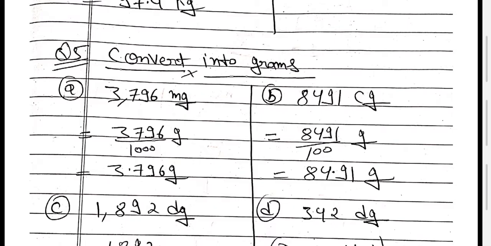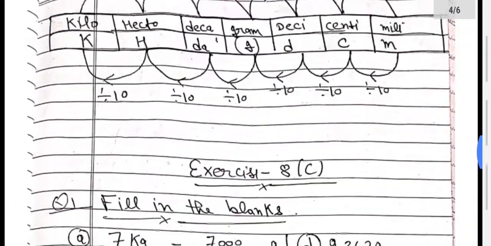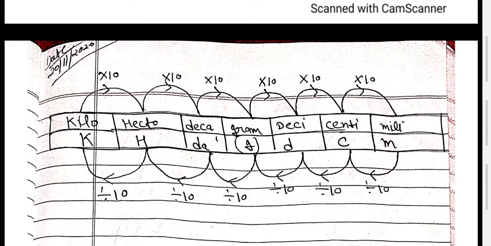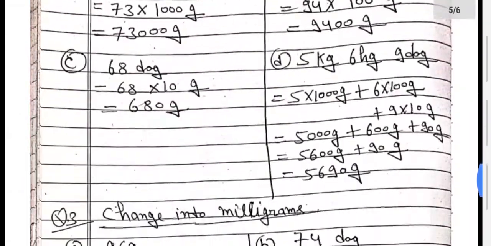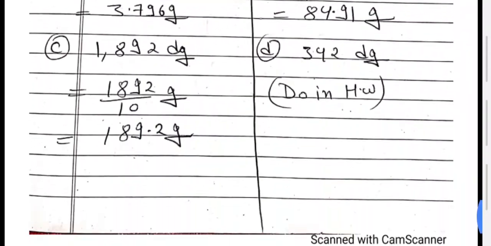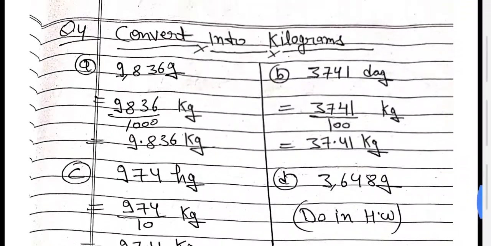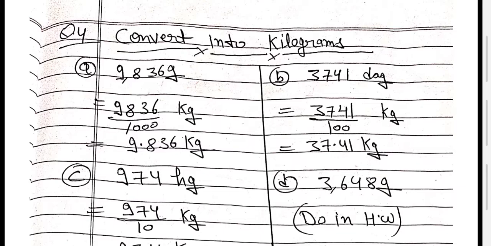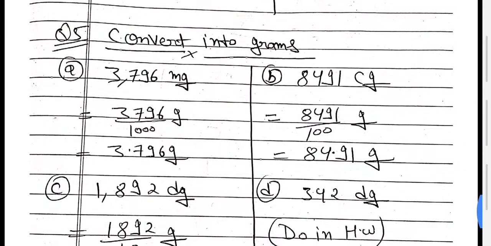Convert into gram. Milligram you convert into gram. Let's just look at the table. Milligram convert into gram. One step, two step, three steps. So you have to divide it by 1000. So you have to convert this milligram into gram. So you divide it by 1000. Put the decimal after 3 digits from the back side. So your answer is 3.796 gram.